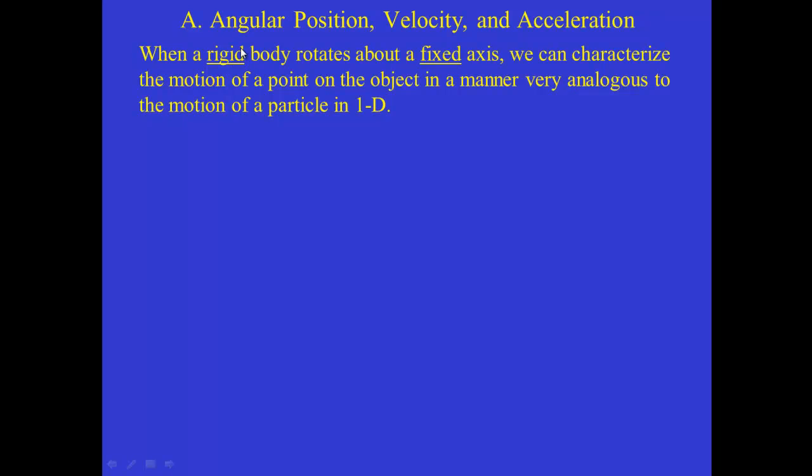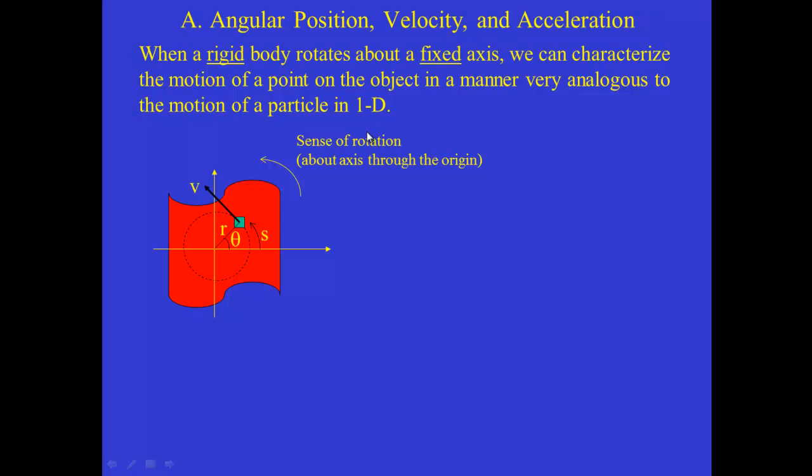When a rigid body, which means an object whose shape stays the same, that doesn't deform, rotates about a fixed axis, so that the rotation axis is fixed in space and is not moving, we can characterize the motion of a point on the object in a manner that's very similar to the way that we study the motion of a particle in one dimension.